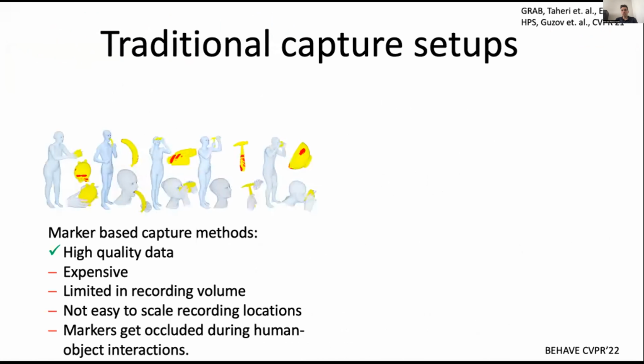So when we look at traditional capture setups, we find marker-based methods, which are high quality. The data you get there is really good, but they're very expensive and they are limited in recording volume. They require placing lots of cameras in a fixed room. And it's not easy to scale the recording locations because these systems are not movable. And basically the markers also often get occluded during human object interaction. So if we're capturing things like interactions on a table, it would not be ideal.